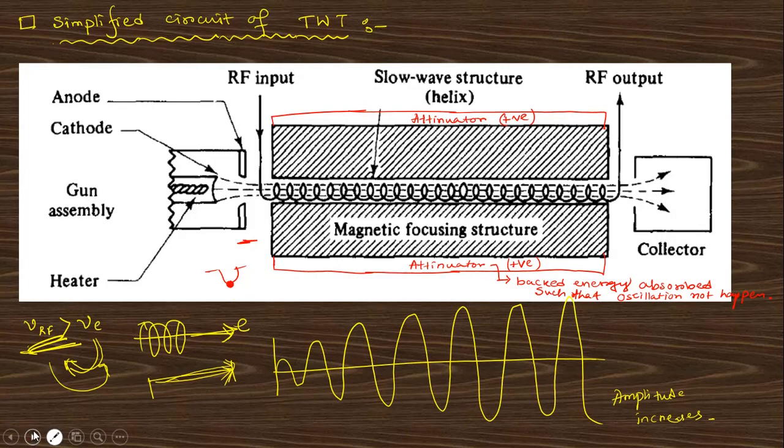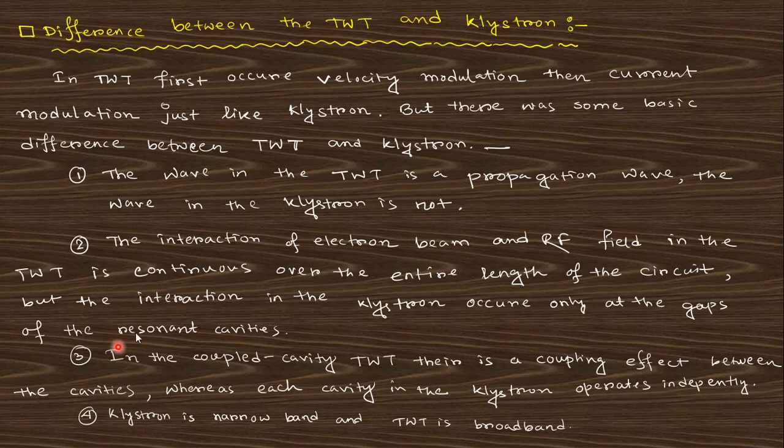So this is all about TWT. We want to say that the electron and RF power interact throughout the tube in the case of TWT, but in the klystron they interact at the catcher cavity only. In the coupled cavity TWT, there is a coupling effect between the cavities, whereas each cavity in the klystron operates independently. So in the coupled TWT the cavities are coupled to each other, but in the klystron they are not coupled; they interact independently.